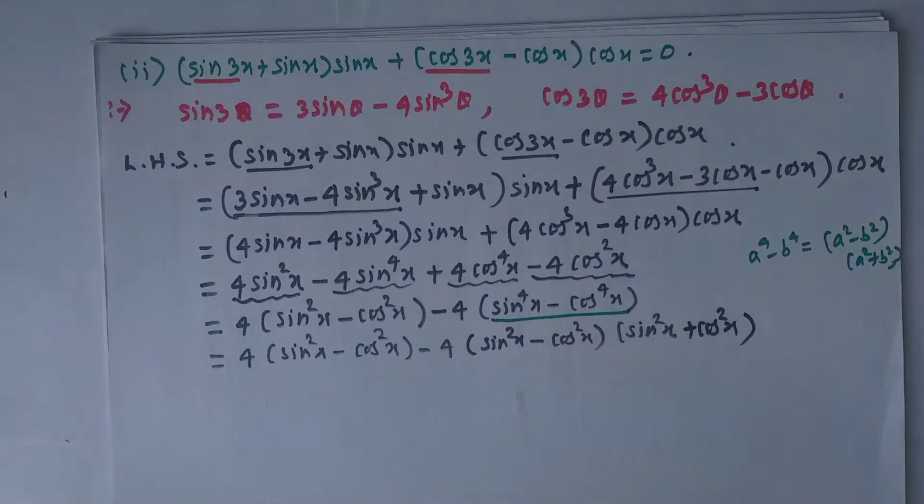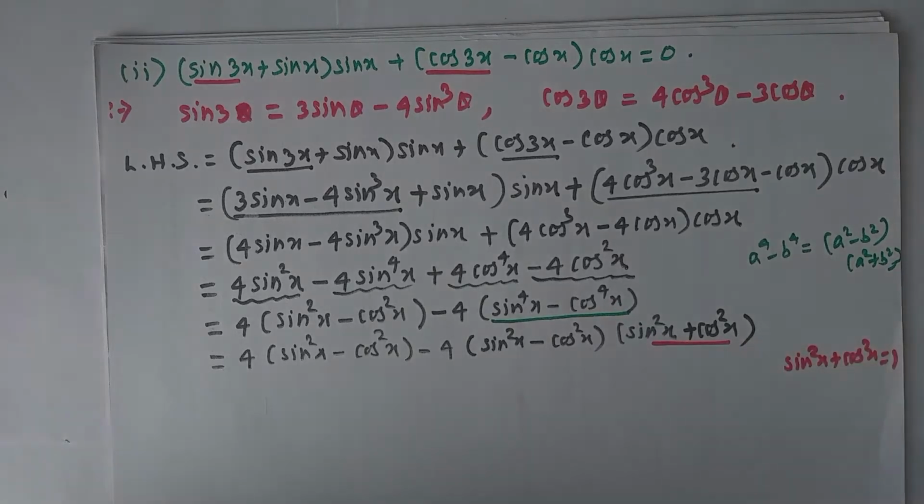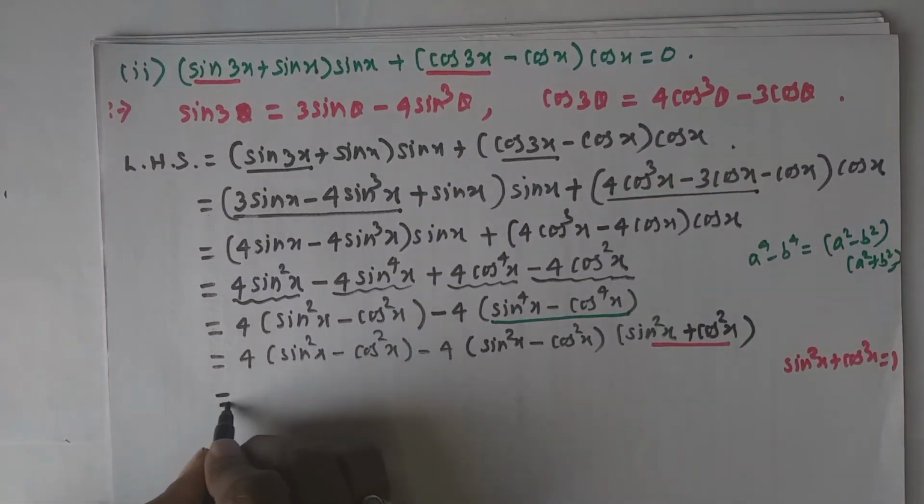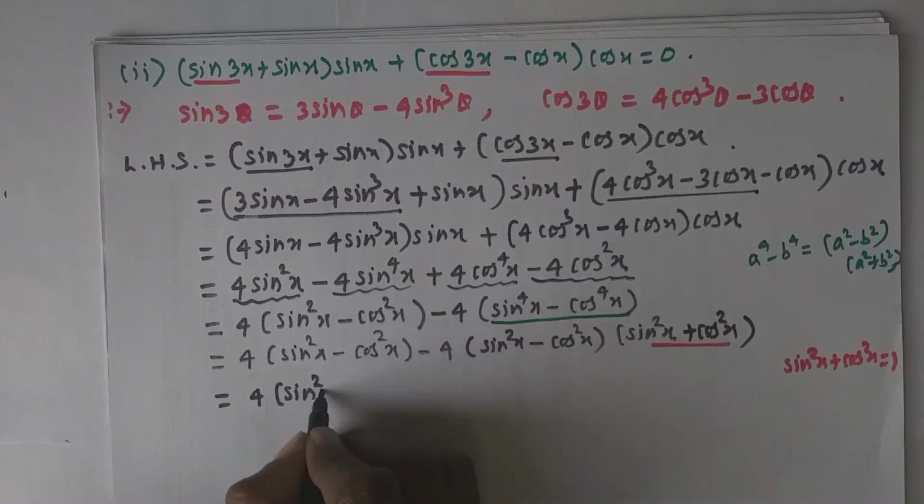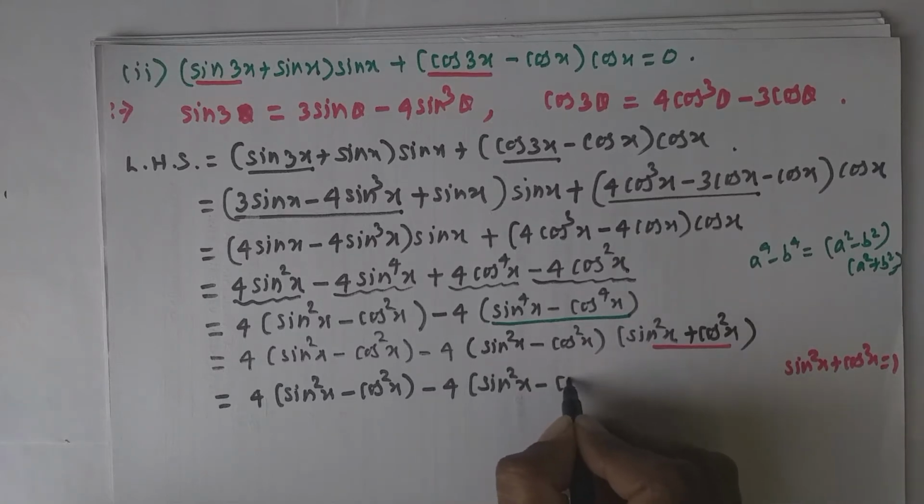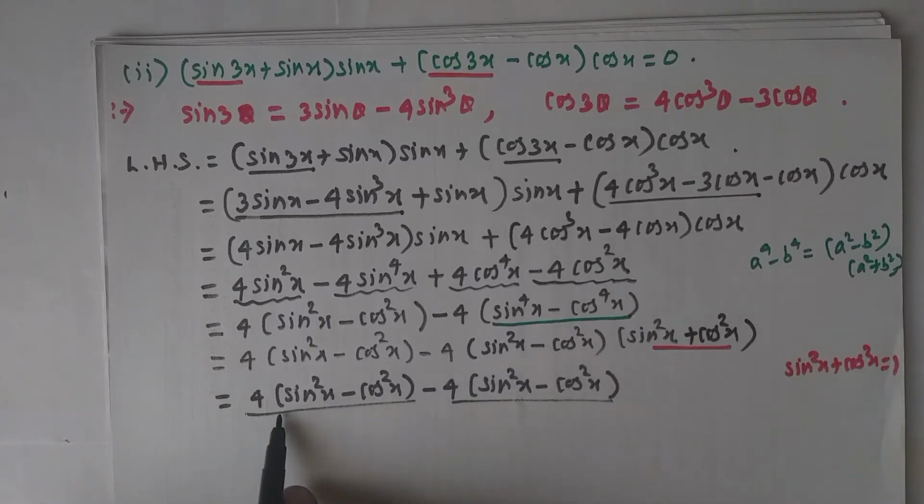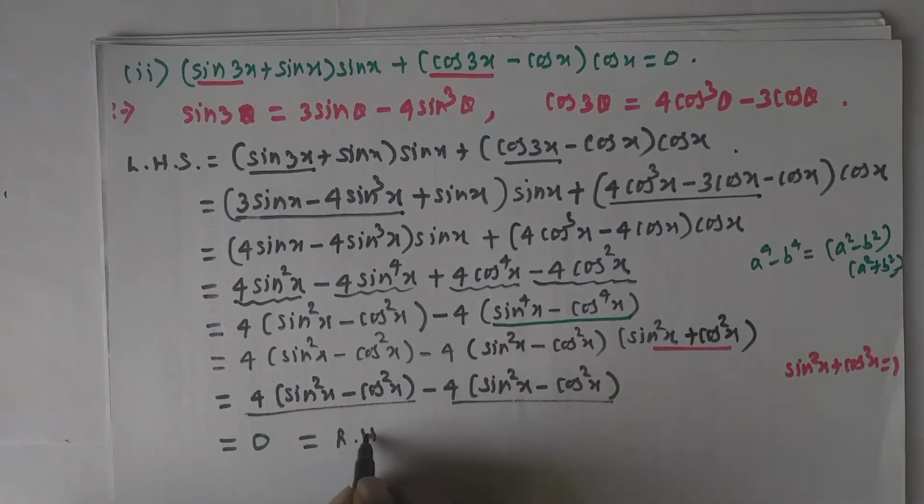Okay. Now we know from our first identity that the value of sin square x plus cos square x is 1. Therefore, keep the value of this sin square x plus cos square x as 1. Then in the next step I will get 4 in the bracket sin square x minus cos square x minus 4 times sin square x minus cos square x. And see, both these terms are equal. This term is positive and this term is negative. Therefore, this will be 0. Okay. In this way, we have proved left hand side equal to right hand side.